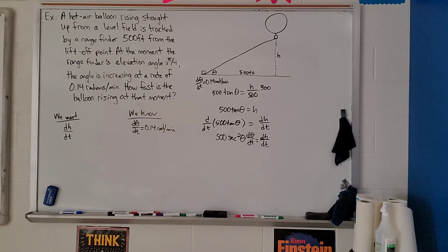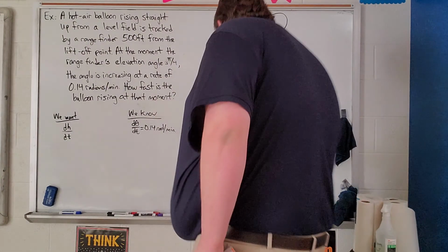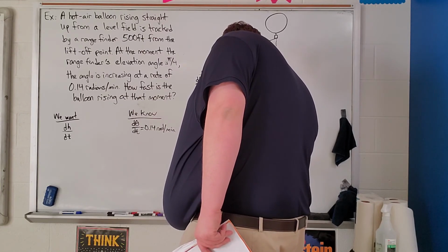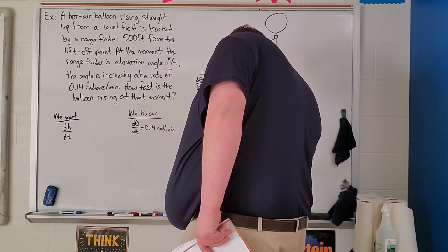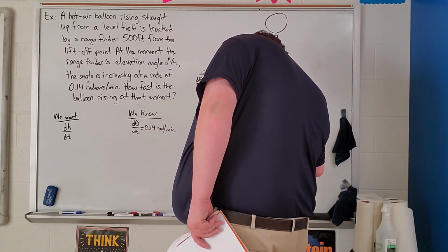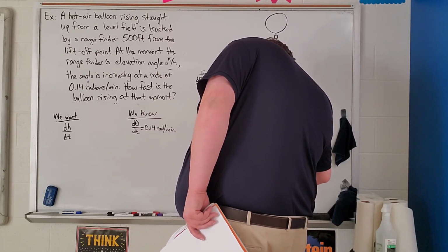Now that we've differentiated, now we can plug in things that change over time. This is what I'm talking about, number 6. After differentiation, now you can plug in things that change over time. So we know that theta changes over time, but what is theta at this instant? Pi over 4. So we're going to take 500 times secant squared of pi over 4 times 0.14. That's our dH dt.